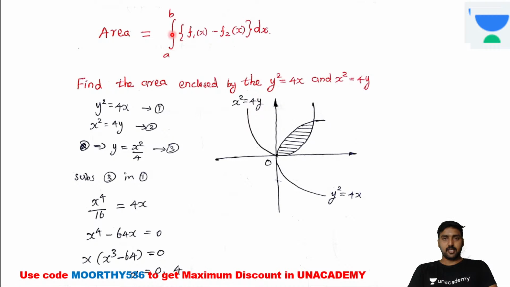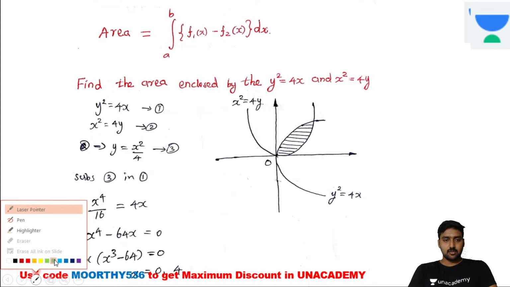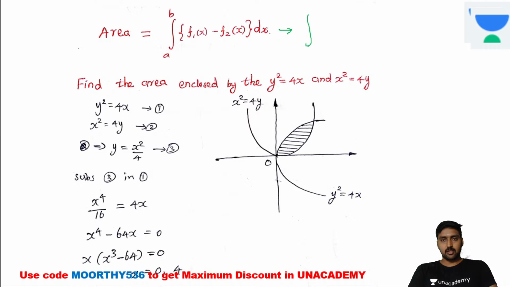Area is equal to integral of a to b f1 of x minus f2 of x into dx. In case f1 of x, that means we can write the same formula: integral of a to b y1 minus y2 into dx. Actually y into dx is for the x-axis, right? So y1 is equal to f1 of x, y2 is equal to f2 of x. Now the area enclosed in between the two curves, two parabolas: y square is equal to 4x. Next one, x square is equal to 4y. So this is the parabola.